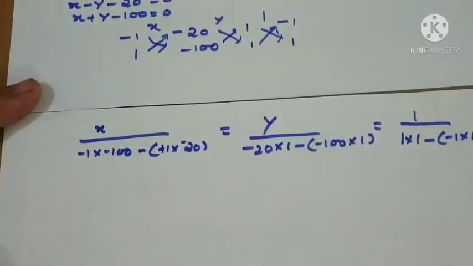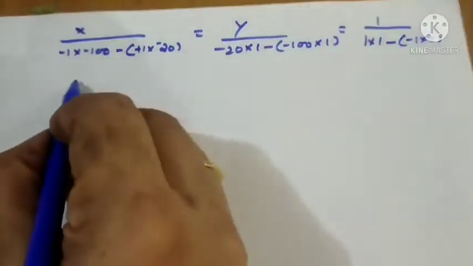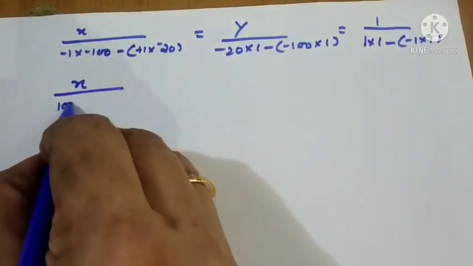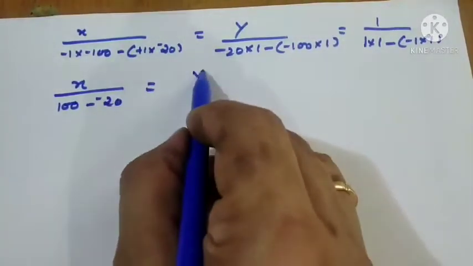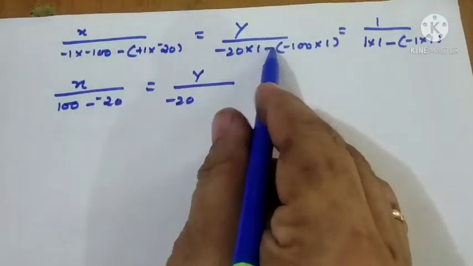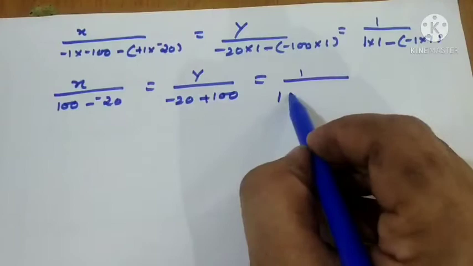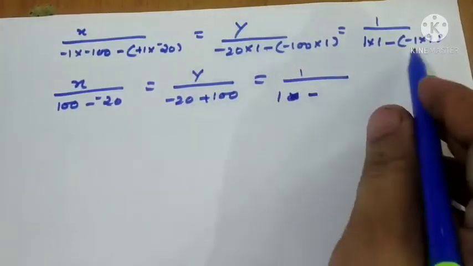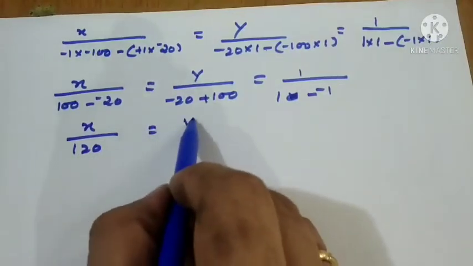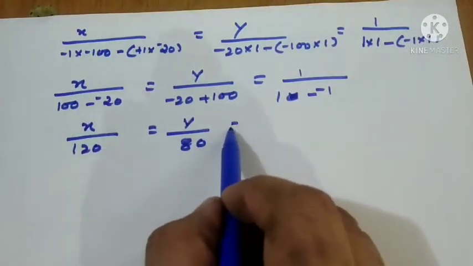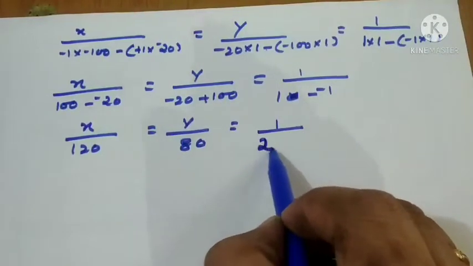So after the cross multiplication method, x divided by 100 minus 20, and y divided by minus 20 minus into minus plus 100 I can write now, 1 divided by 1 into 1 minus 1. So x divided by 120 equal to y divided by 80 equal to 1 plus 1, that is 2.